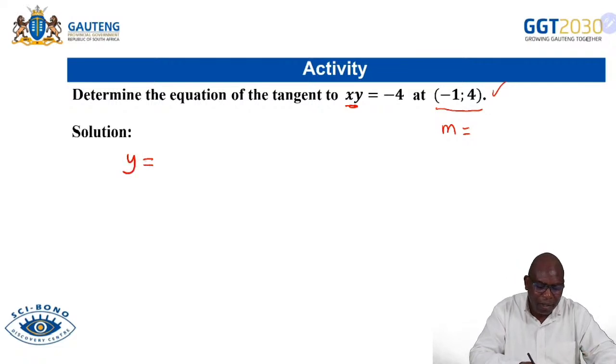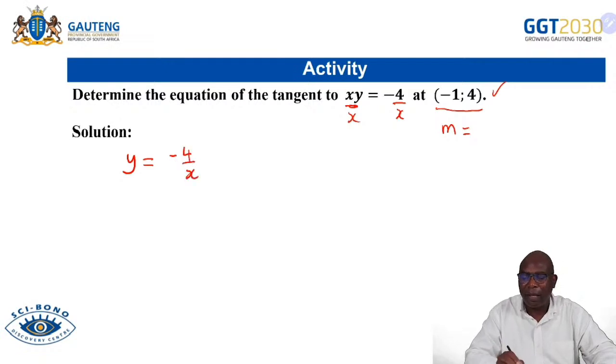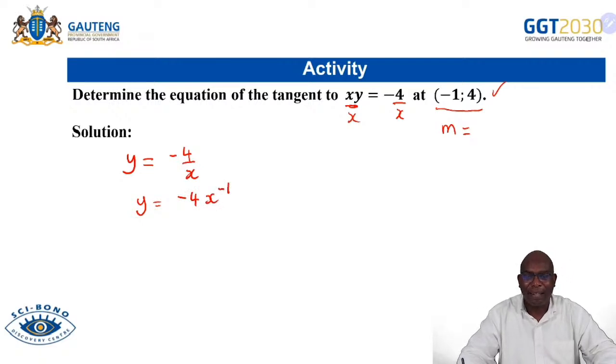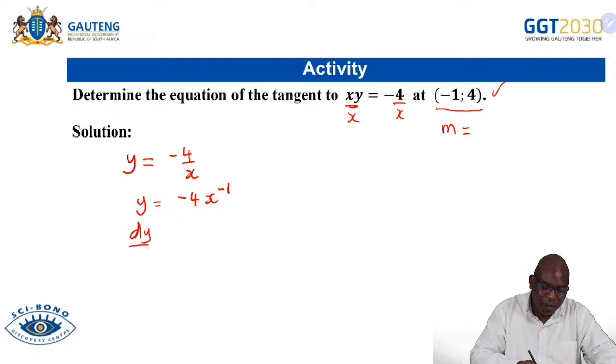Write it in the form y equals. So meaning that I'm going to divide both sides by x. So I've got minus 4 over x. Okay, and then how am I going to differentiate this one? Remember, before I differentiate, I must write it properly. Minus 4 x to the power minus 1. Okay, so now let's differentiate. How am I going to differentiate? dy over dx. So I'm going to have negative times negative, it's positive 4, and then x to the power negative 2. Then I can write this one as 4 over x squared.